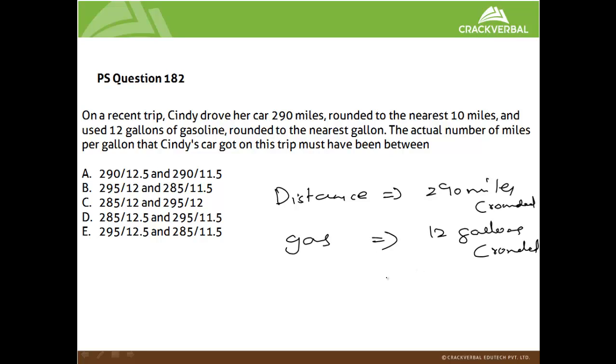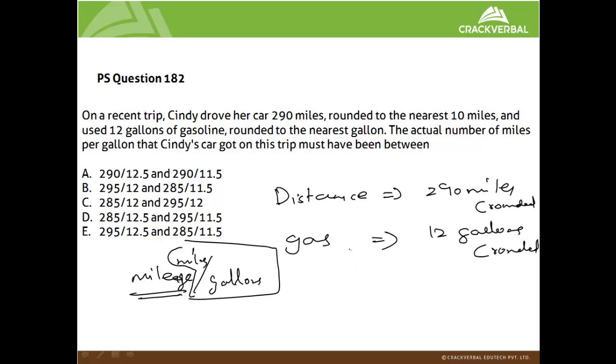The actual number of miles per gallon that Cindy's car got on this trip must have been between... They're asking basically for the mileage, right? So miles per gallon. Let's see how to solve this question. Let me write mileage, which is nothing but miles per gallon. That's what we have to figure out. Since the distance is rounded to the nearest 10 and the gasoline is rounded to the nearest gallon, let's find what the range of values could have been.